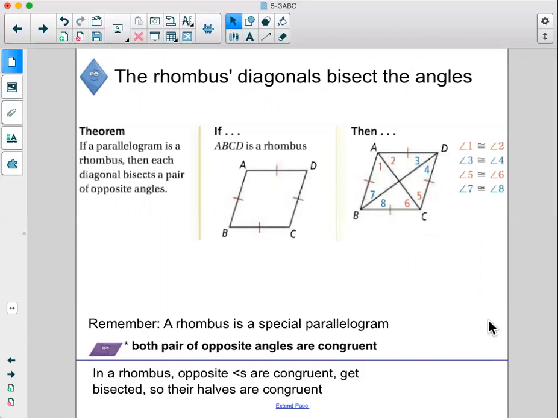Now remember, because the rhombus is a parallelogram, then we know both pairs of opposite angles started out congruent. So ADC and ABC started out congruent, but because it's a rhombus, the angle got bisected. If they start out the same, their halves are going to be the same. So 3, 4, 7, and 8 are all congruent in a rhombus, and 1, 2, 5, and 6 are all congruent in a rhombus.